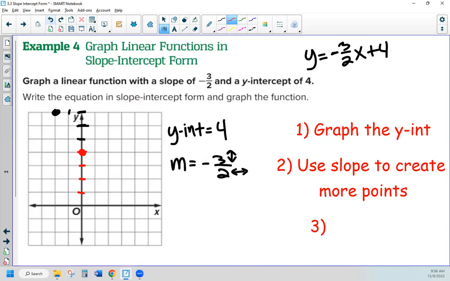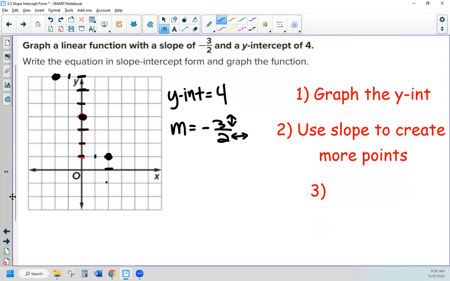Okay, so what else can I do? Can I create more points? Heck yeah, I can create more points. From the starting point, I can now go down 3, 1, 2, 3, to the right 1, 2. I can keep doing this. This is a ladder. 1, 2, 3, to the right 1, 2. And here is my line.